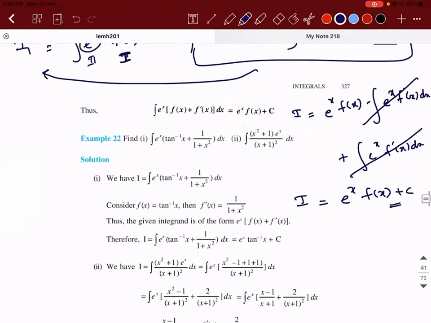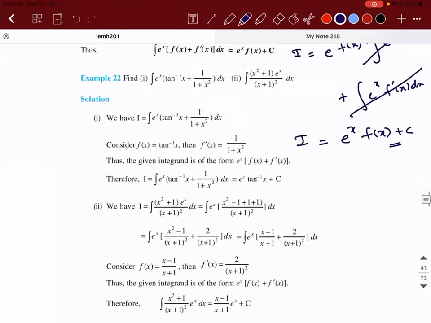So that's it for today. So let's do one example and then we'll close it. Example 22. e power x into, this is f of x. So observe tan inverse x plus, the derivative of this is 1 by 1 plus x square. So what should the answer be? e power x into tan inverse x plus. Did you understand what I did?